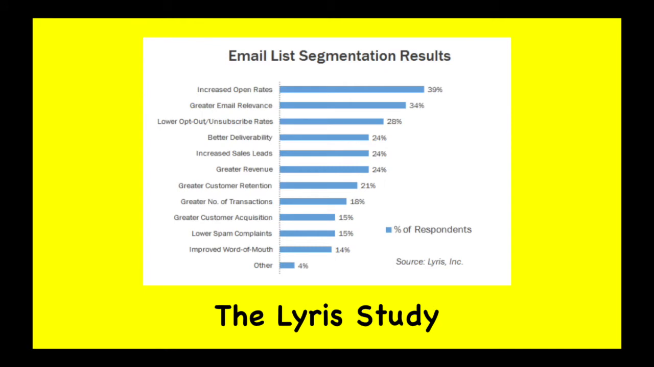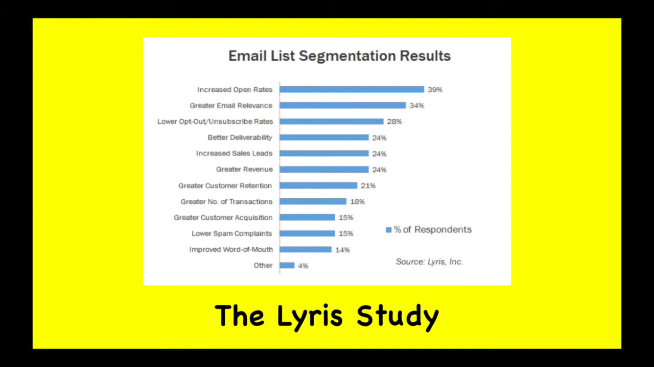A whopping 39% of respondents found that they had an increase in open rates by segmenting their email lists. 28% had lower opt-out rates and unsubscribe rates. 24% had increased sales leads, and this led to greater revenue and also greater customer retention. 15% also reported lower spam complaints, and you are now aware of how important this is, as when you get people flagging your email as spam, this has a knock-on negative effect, as more spam filters will automatically flag your future emails as spam. Now, I think you'll agree, these are pretty impressive results.